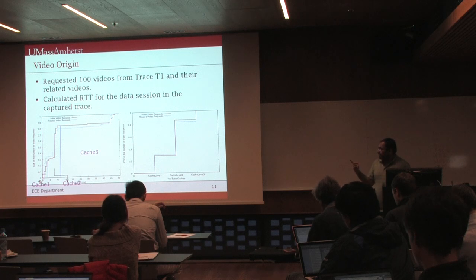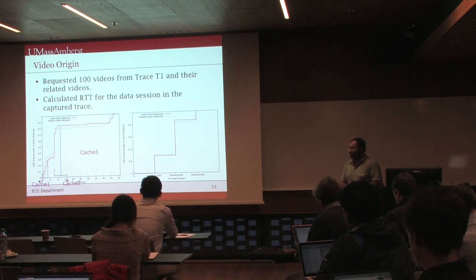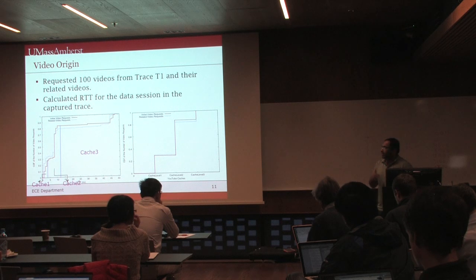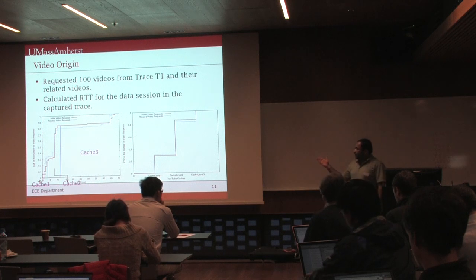So with these three caches, this justifies another related work which tells us that YouTube deploys a three-tier cache hierarchy to provide videos to their users. The figure on the left shows the CDF plot for the number of video requests based on these cache levels. As you can see, the cache level 1 is the closest, but the number of videos served from them is less.